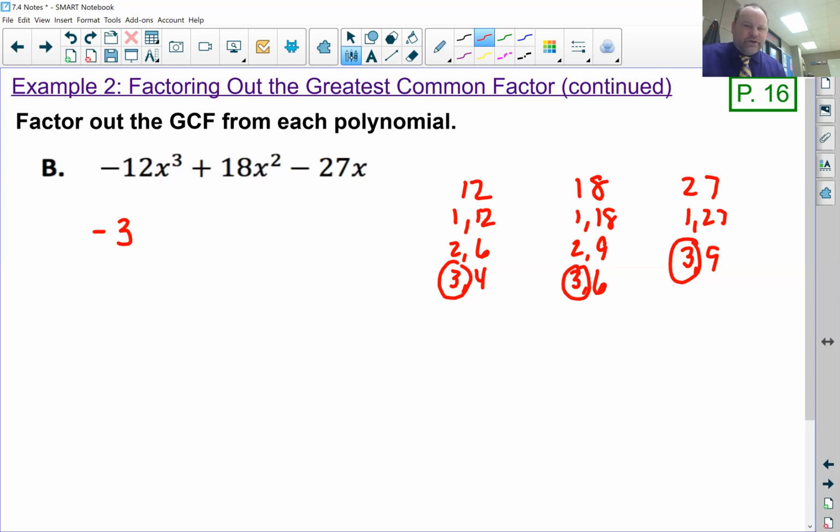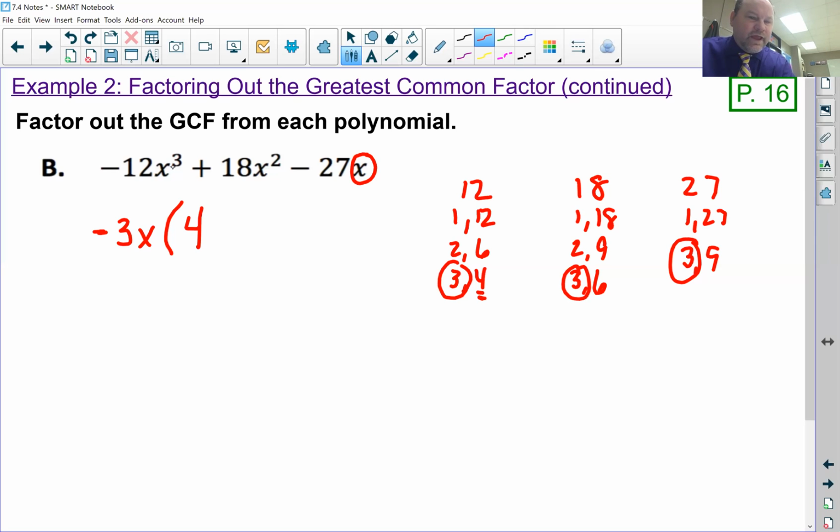Then we should also take a look at variables. Is there a greatest common factor with the variables? In this case, there is an x in all 3 terms. The lowest power of x is just x, x to the first. So factoring, I took the negative out with my factoring. So this 12, it's going to be a positive. It's going to be positive 4.